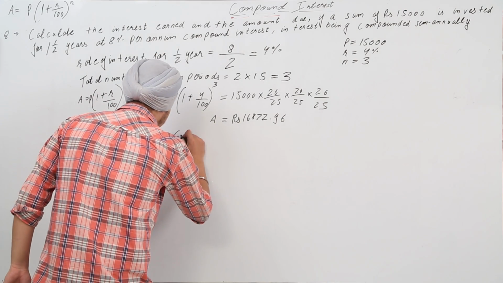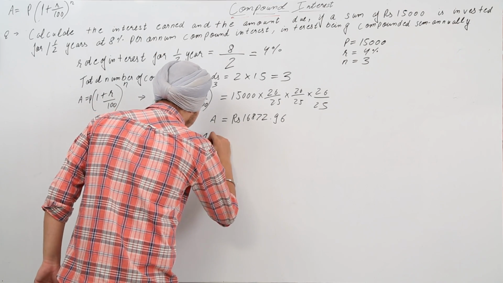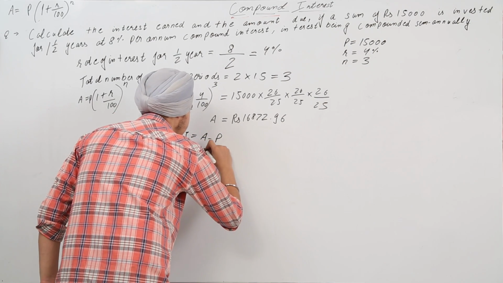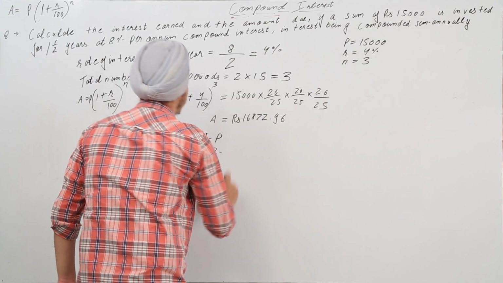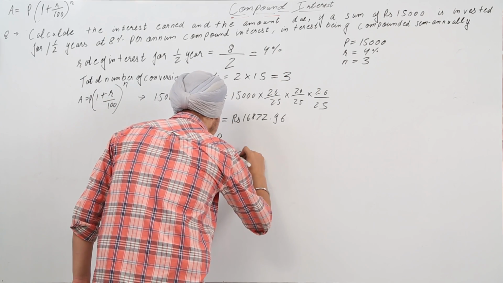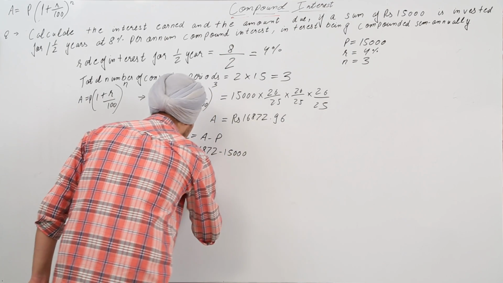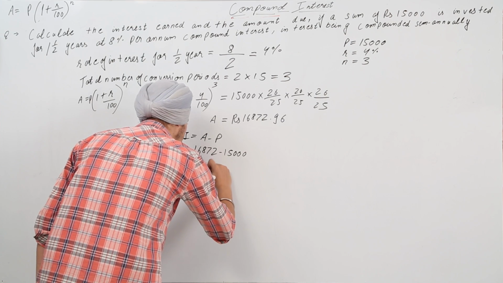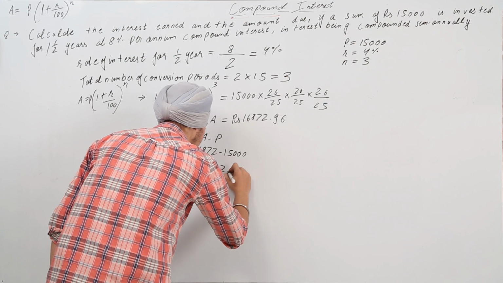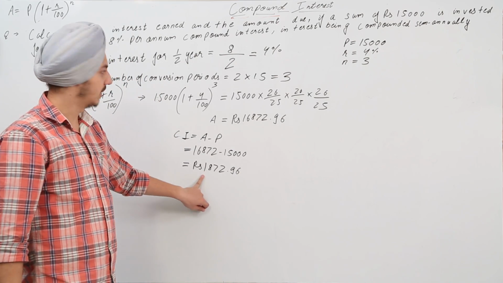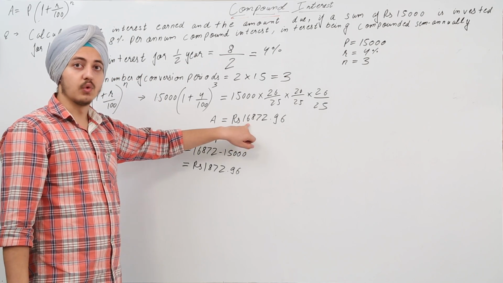So the compound interest is equal to the amount minus the principal, which is equal to 16,872.96 minus what is the principal, that is 15,000. So we have this value equal to rupees 1,872.96. So this is the interest earned and this is the total amount.